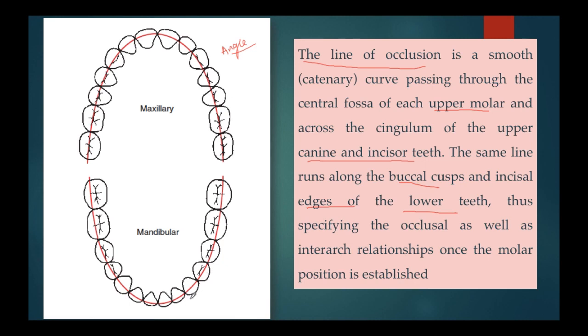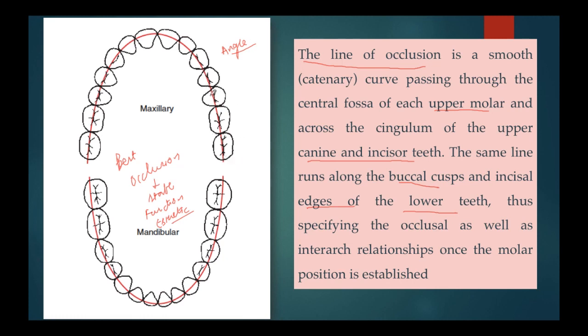Again, if you see in the anterior region, the lines pass through the incisal edges in the mandibular arch, but in the maxillary anterior, the line passes through the cingulum region. So the incisal edges of the mandibular anteriors coincide with the cingulum area of the maxillary arch. When these lines coincide, they give us the best occlusion, which is stable, functional, and aesthetic.